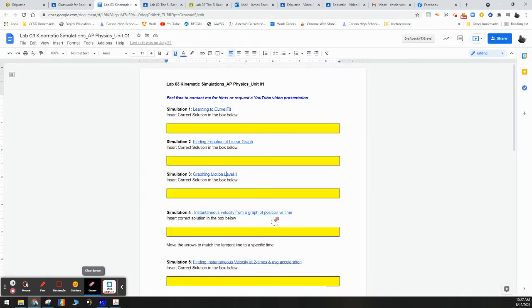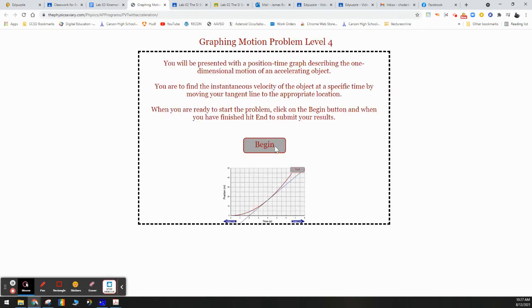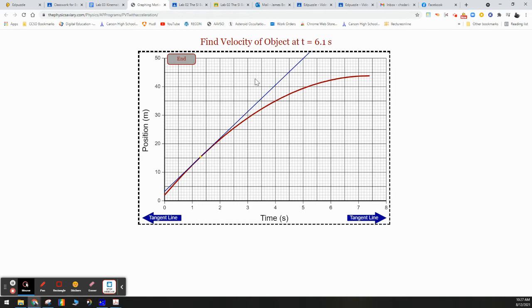All right, take a look at simulation 4. Let's go ahead and click on that. Let me get the mouse here. So here is simulation 4. Here we hit begin and read this and see what we've got going on. We want to find what's called instantaneous velocity at a particular time.